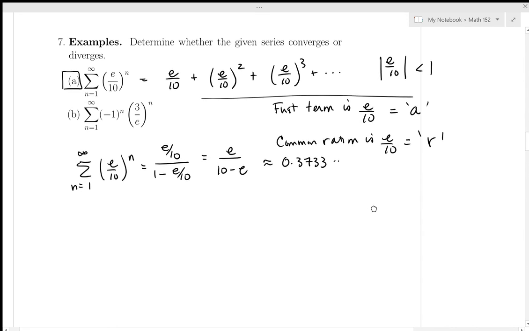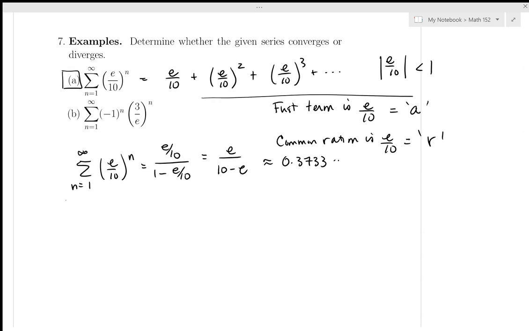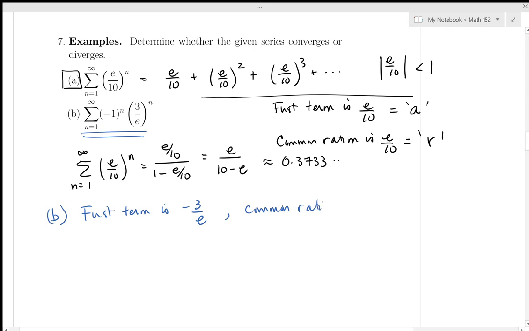Okay, the first term in the second series, so we're now talking about part B. I'm looking at this infinite series here. The first term is minus 3 over e, and the common ratio is also minus 3 over e. What does this thing actually look like? Let me just write out a few of the terms.